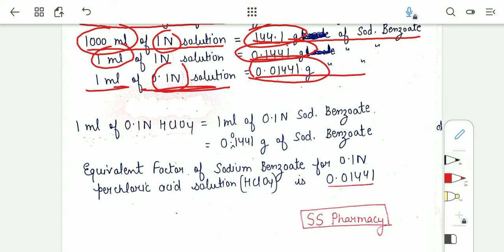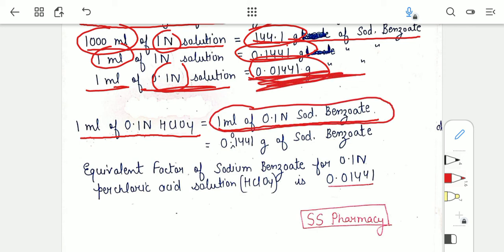Okay, so 1 ml of 0.1 normal perchloric acid will react with 1 ml of 0.1 normal sodium benzoate, and 1 ml of 0.1 normal sodium benzoate has these many grams of sodium benzoate, which I have written over here, which means that these many grams of sodium benzoate will react with 1 ml of 0.1 normal perchloric acid. Therefore this is the equivalent factor of sodium benzoate. So the equivalent factor of sodium benzoate for 0.1 normal perchloric acid is this.